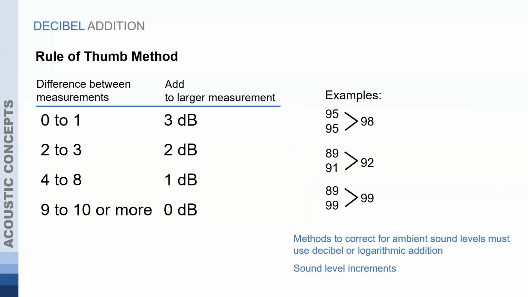So now, looking at adding decibels together, if you have two sounds, say 95 decibels plus 95 decibels, it doesn't add together to make 190. The same thing goes when we get into STC ratings. You can't add STC 50 and STC 50 and get STC 100.